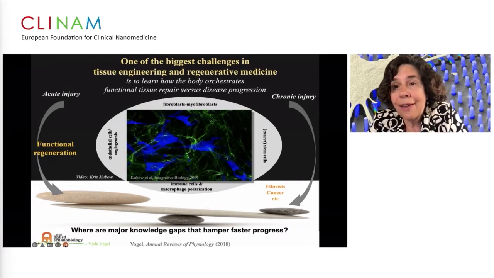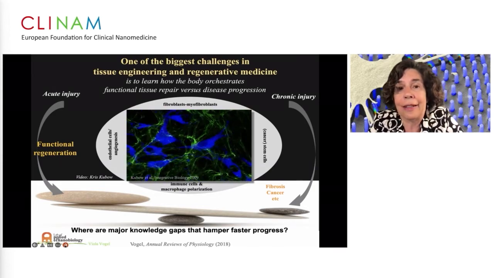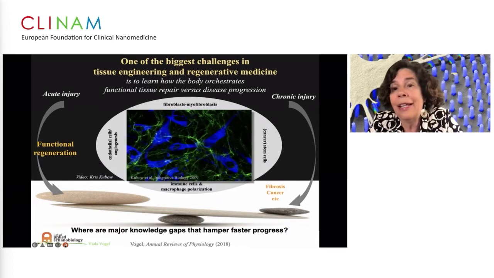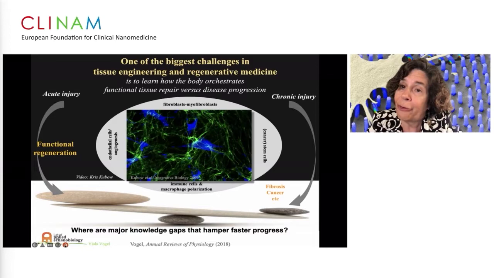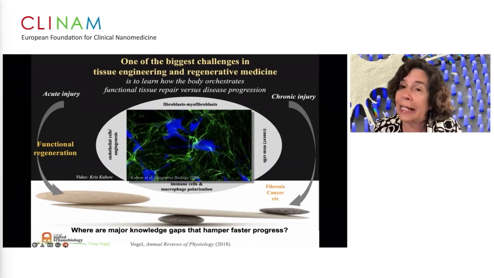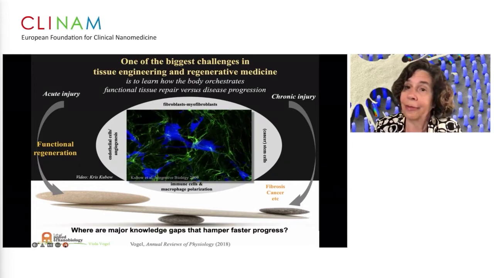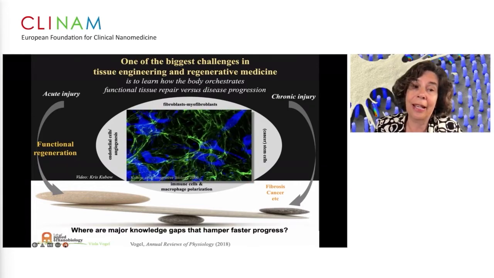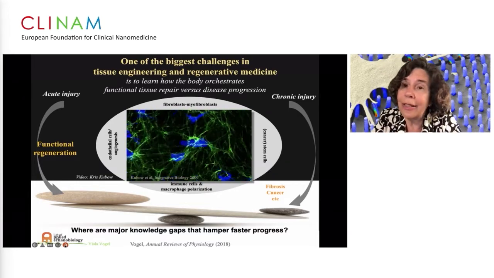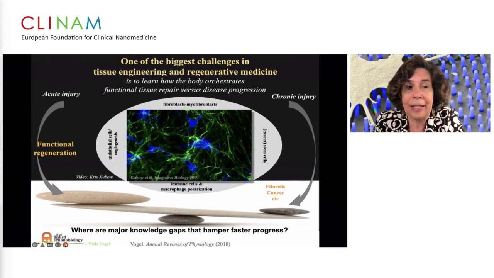And while we learned so much biology from 2D cell culture, the real niches in organ tissues are 3-dimensional and full of cells of all kinds, including fibroblasts, myofibroblasts, cancer stem cells, cancer cells, immune cells, including macrophages, and then certainly highly important, the endothelial cells. So where are the huge knowledge gaps that hamper faster progress?